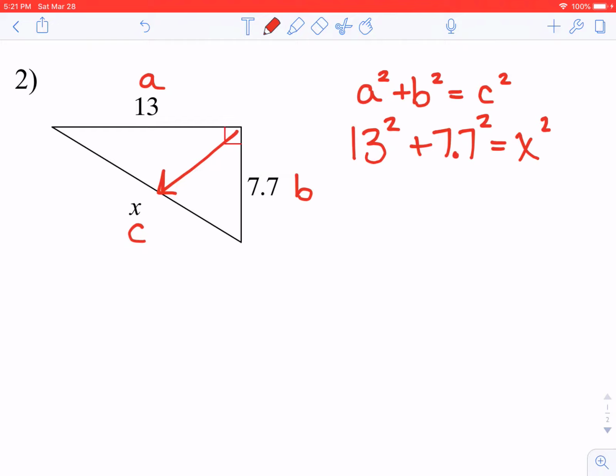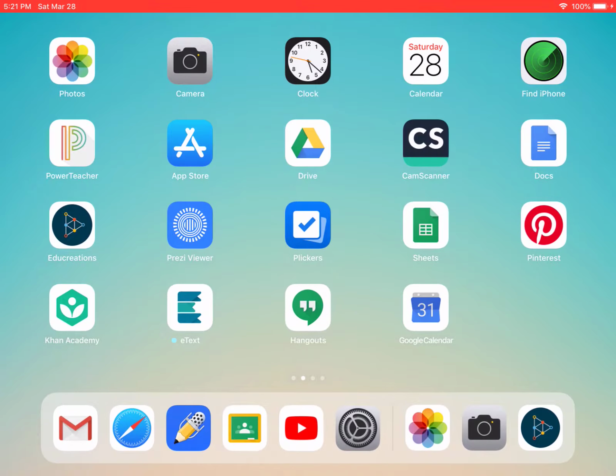I'm ready to solve. Now, when you're solving for the x squared here, we're going to have to do the exponents first and then add last. Okay? So think order of operations. I need to evaluate 13 squared and 7.7 squared first and then add those results together. I'm going to show you how you can do this if you don't have a calculator at home.